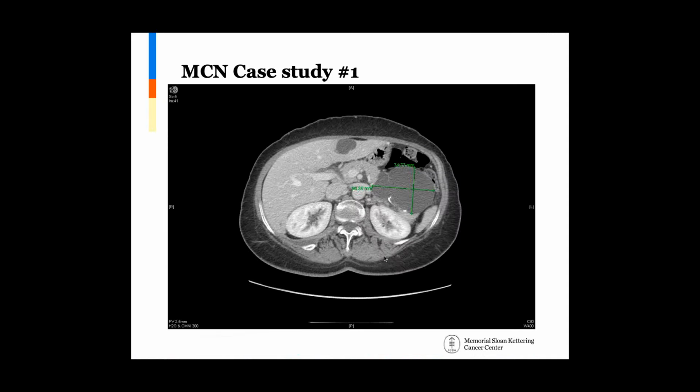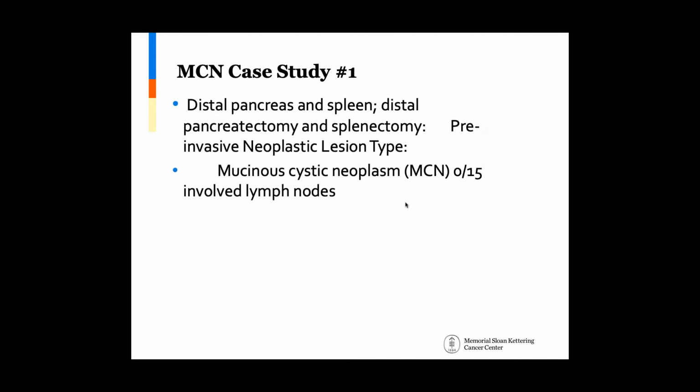And this is why I showed this one. This is a fairly large MCN. You can see here calcifications at the bottom of the cyst, as well as a thickened wall. This is fairly classic for MCN, actually, but this one is on the larger side. She went on to have distal pancreatectomy and splenectomy, with pathology showing MCN.